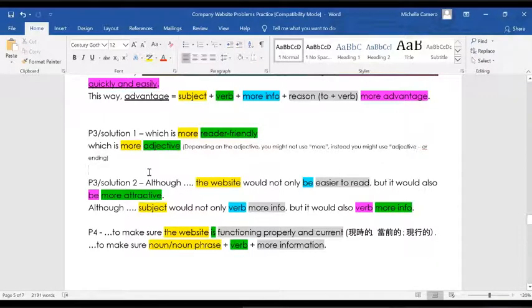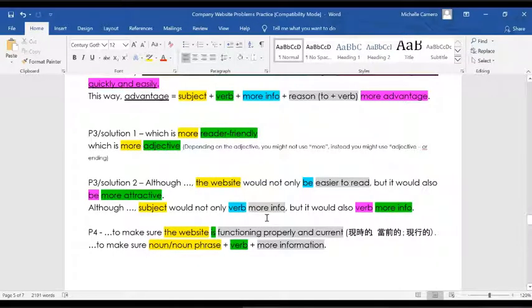All right, now for solution 2. For solution 2, they started the sentence off with the disadvantage, then a comma, and then gave the advantage. So the advantage is the website might not only be easier to read, but it would also be more attractive. So again, although, then you give the disadvantage. After the comma, then you give the advantage. So subject, the website, would not only be, and then more information, or a verb and then more information, comma, but it would also, and then verb and more information.